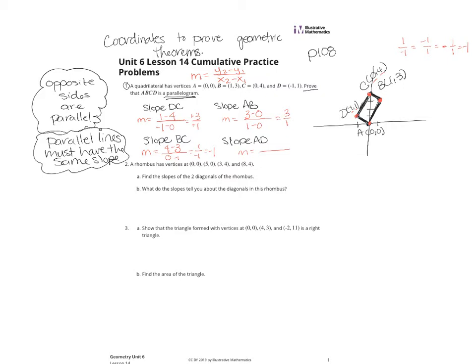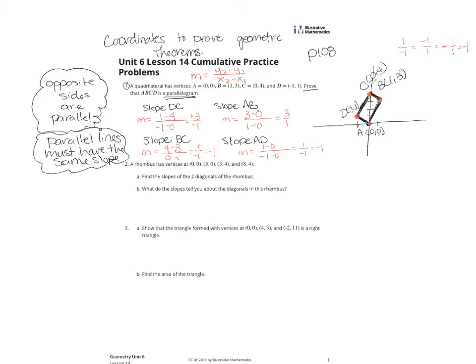So AD, D is negative 1, 1, and A is 0, 0. So again, I have to use my y values. So I'm either going to use a 1 or a 0. It doesn't really matter which one you use first. I'm going to use 1 minus 0. But since I used the 1 first, then I have to use the negative 1 for my first x. And again, I get positive 1 over negative 1, and I know that that's negative 1.